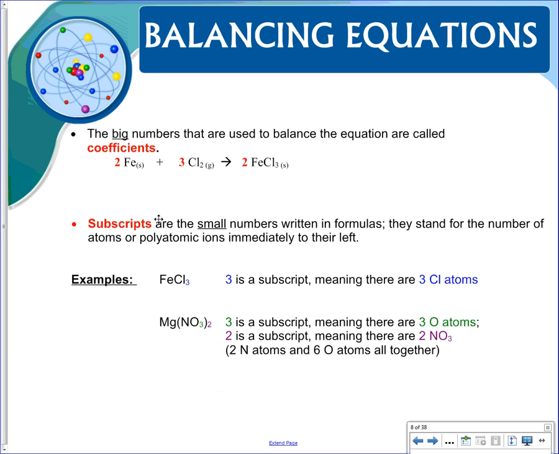The big numbers that are used to balance the equation are called coefficients, which I have in red here. Subscripts are the small numbers written in formulas.